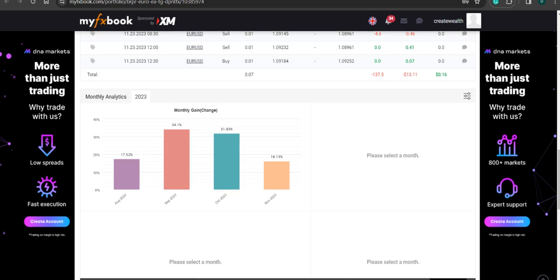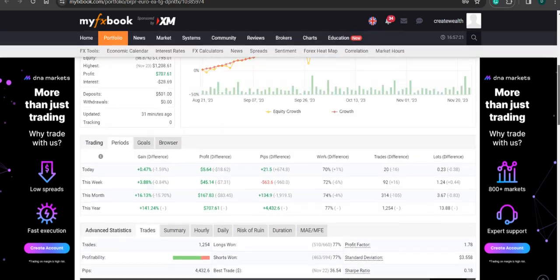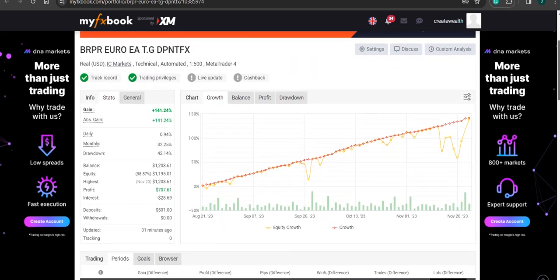In case it would have used martingale, a higher lot size, then probably it would have closed the trades earlier, and at the same time maybe would have been more risky. We held the trades for a couple of days, but this depends on person to person how they take it. So this is what the EA is.